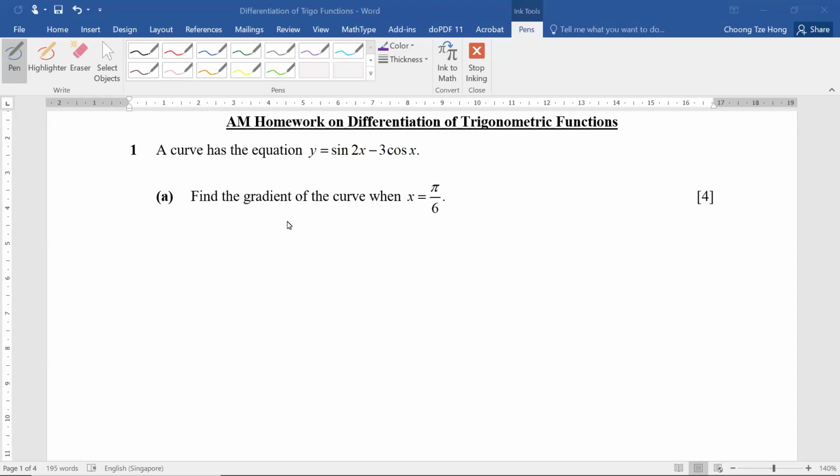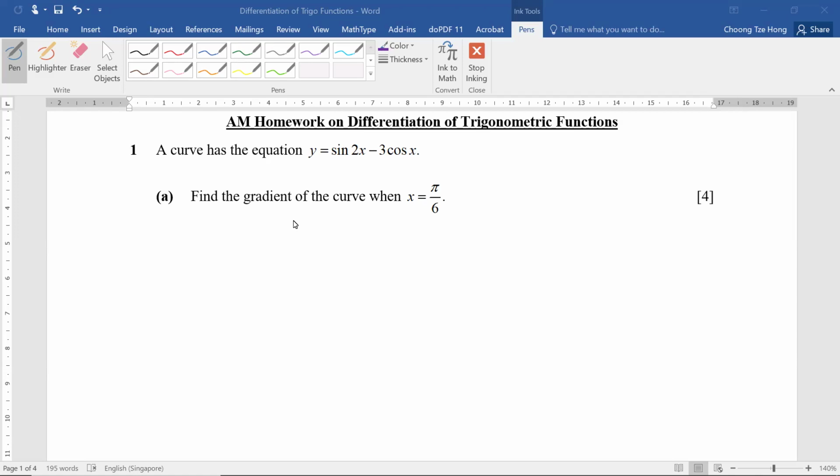Hi students, in this video I'll be going through the 2010 O-Level Additional Mathematics Paper 1 question 4. Right, so let's read the question. A curve has the equation y equals sine 2x minus 3 cosine x. Find the gradient of the curve when x equals pi over 6.